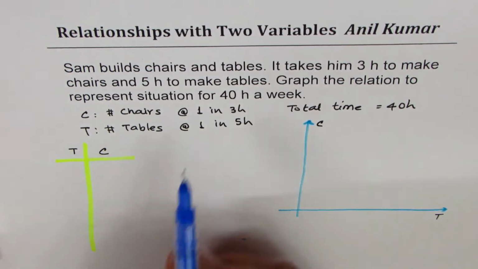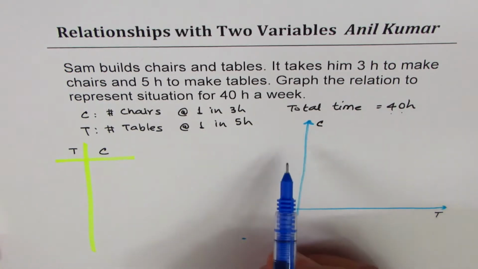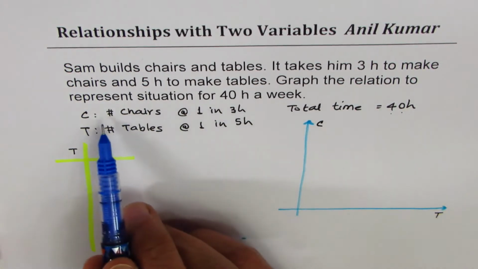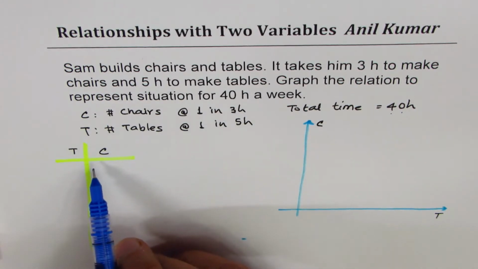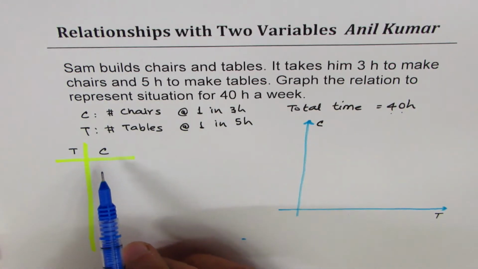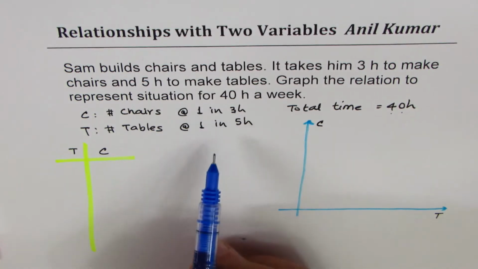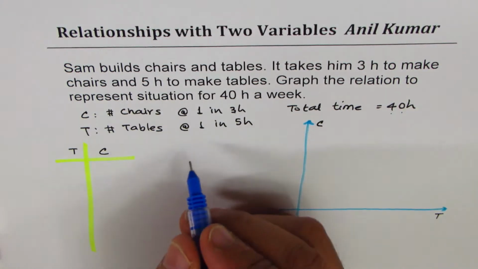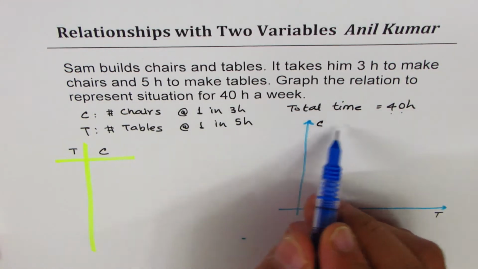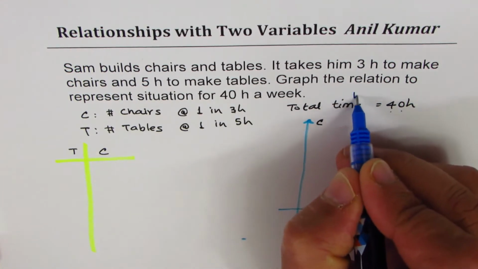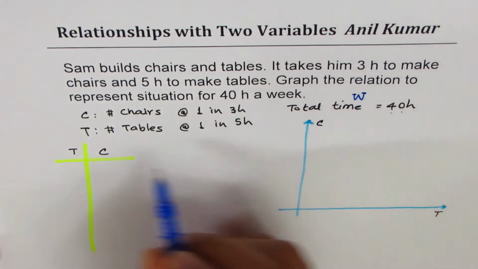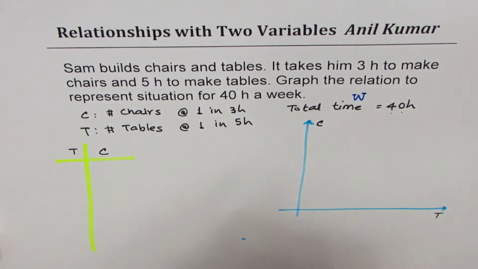The relation is that we have 40 hours. We take 3 hours to make chairs, 5 to make tables. So we know the total time. Let's call this total time in a week W. Let's call it W since I've already taken T for tables.